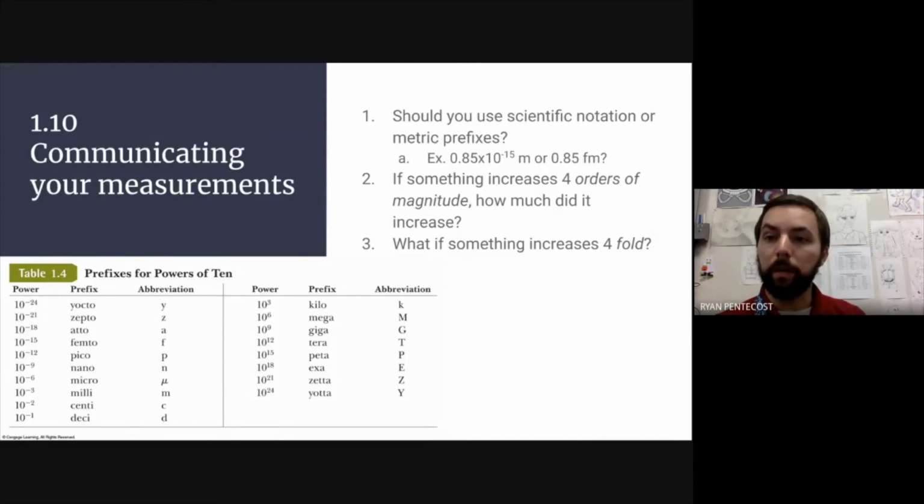If they mean that it multiplied by 4, but they tell you 4 orders of magnitude, that's very different, because you either multiplied by 4 or you multiplied by 10,000. So you need to make sure that when you're using these kinds of terms, orders of magnitude, fold, things like that, or using scientific notation or metric prefixes, you're using them appropriately, because you might just be confusing the audience, confusing whoever you're trying to communicate to, because the communication of your information is critical.